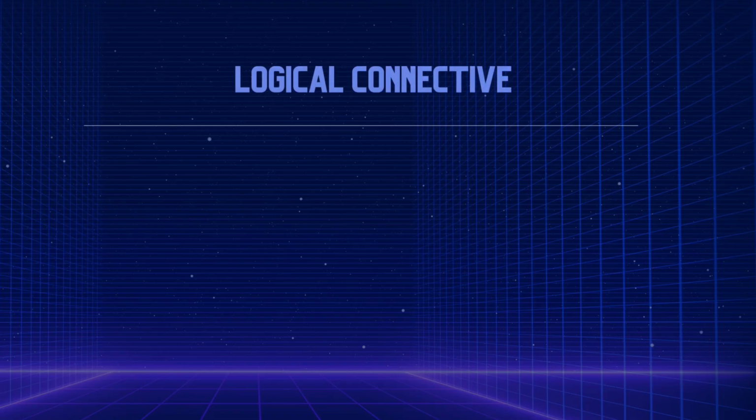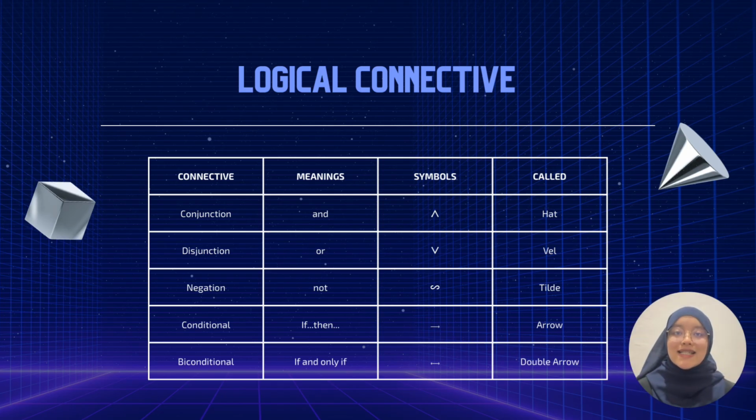Logical connective. Next, to understand our system brain, we must look at the specific connectives that we use. So first, we utilize conjunction, which means and, and it is represented by the wedge symbol.